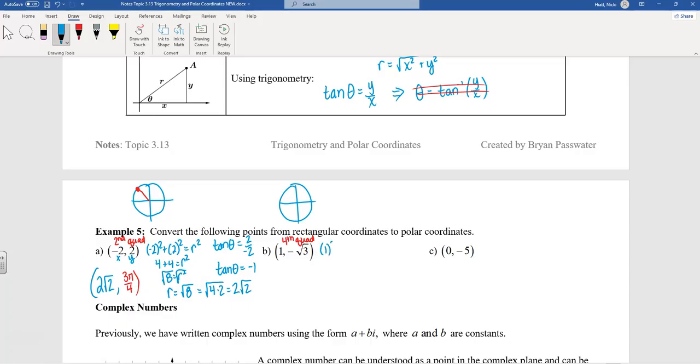So I've got 1 squared plus negative square root of 3 squared equals my radius squared. That's 1 plus, what do I get when I square negative square root of 3? Positive 3, right? Square roots and squares cancel each other out. Squaring a negative makes it positive. I get 4 equals r squared. So 2 is my radius there. And then tangent of theta is going to be negative square root of 3, y coordinate, over 1.